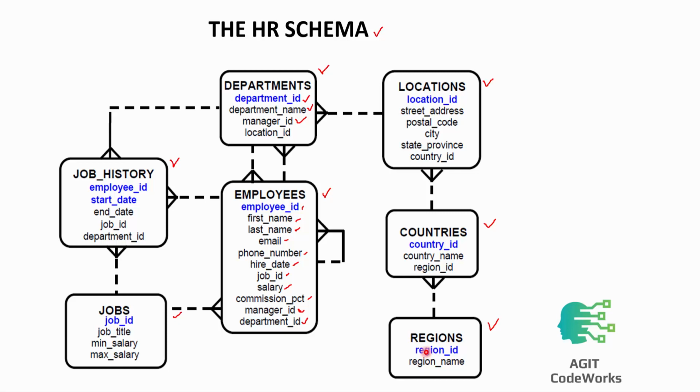This is basically what the model of an actual company's HR schema would look like. Now, job history records when a particular employee starts or stops a particular job role. That's your job history. This is what the HR schema looks like. So now let's dive straight into the practical and start exploring how to select these records.